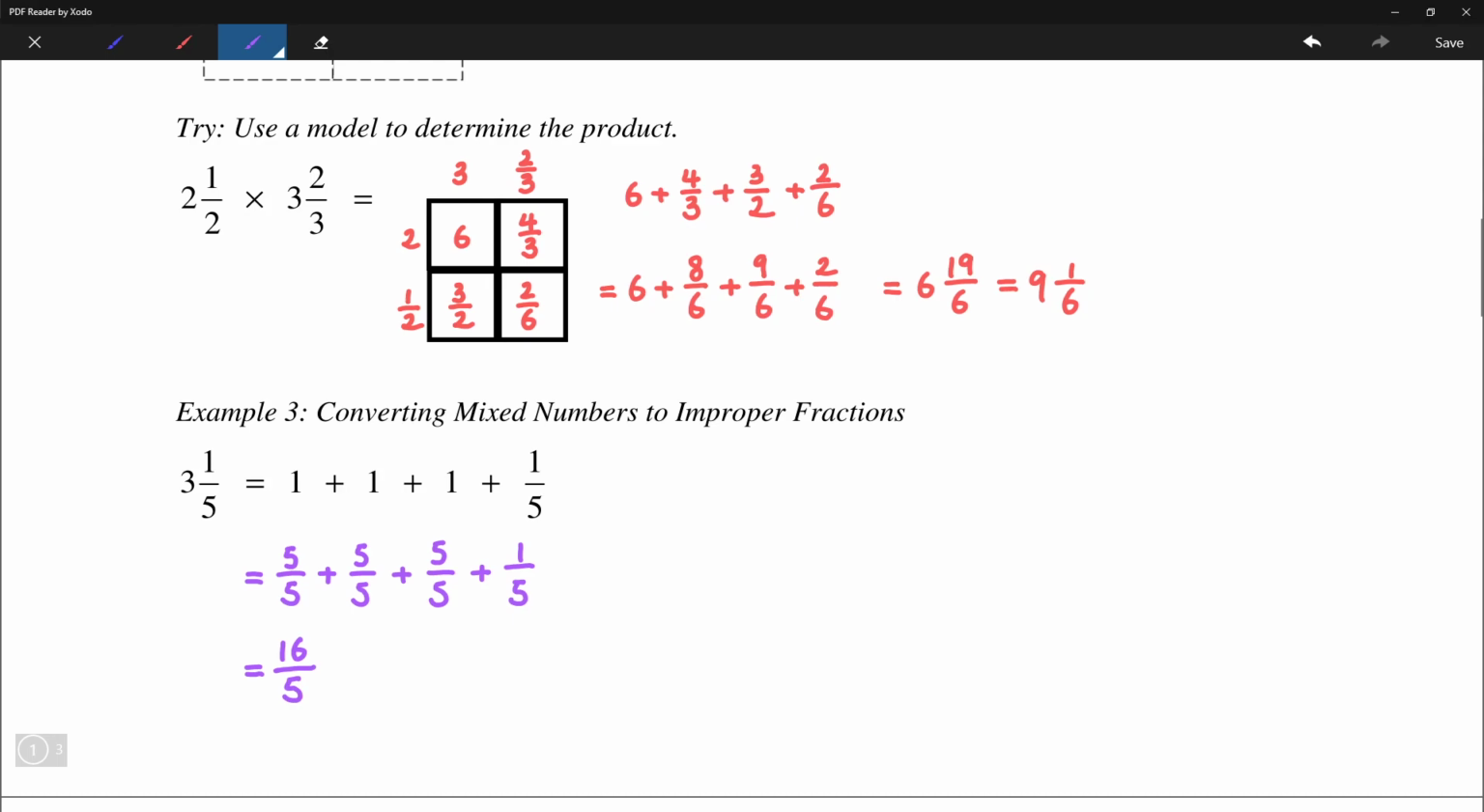Alternatively, we can simply take 3 multiplied by 5, 3 being the whole number component, and 5, of course, being the denominator, and then we add the 1, which is the numerator in this case. So we add 1 here, keep the denominator, and 3 times 5 is 15. 15 plus 1 is 16, so we also get 16 over 5. And of course, the second method is a little bit quicker.